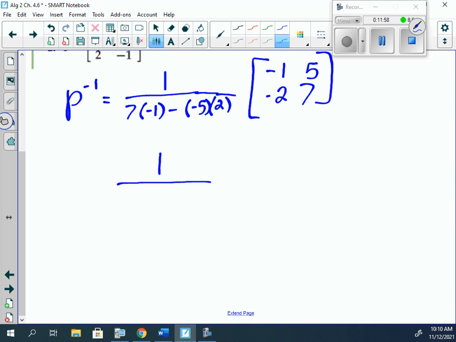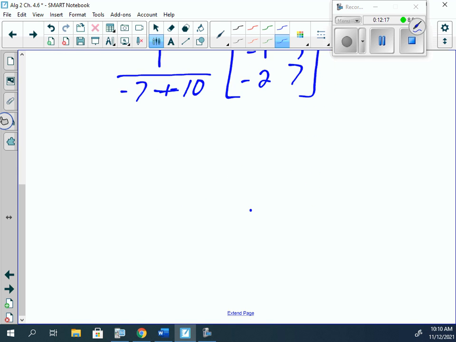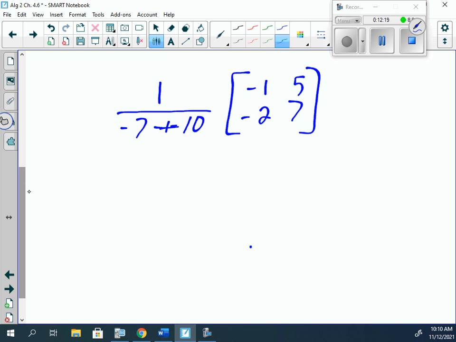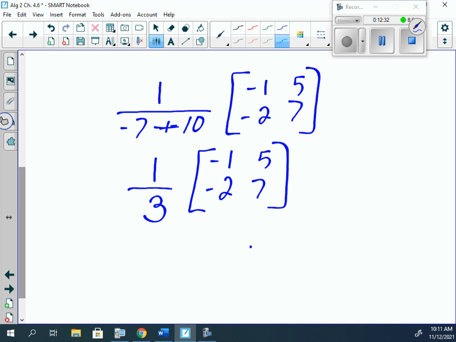Well, here we can simplify the determinant. 7 times negative 1 would be negative 7. Negative 5 times 2 is negative 10. Well, negative and negative do make a positive. Well, negative 7 plus 10 is positive 3. So we get to this here, yes?